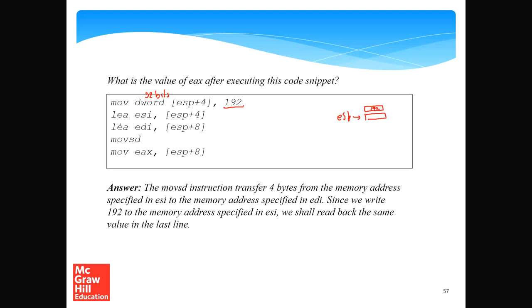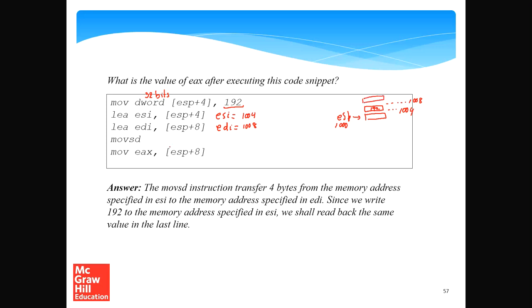Then we load the effective address into ESI, which is ESP plus 4. Let's assume that ESP was 1000. At this point ESI is equal to 1004, which is this location. Similarly, we load the effective address of ESP plus 8, so EDI will be equal to 1008, which is actually the address just above it.